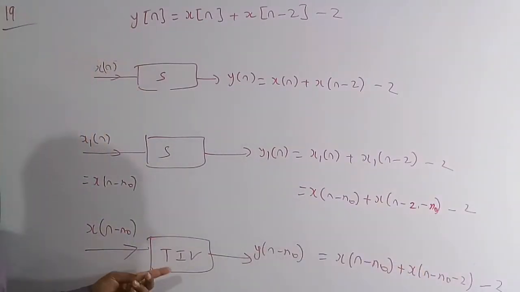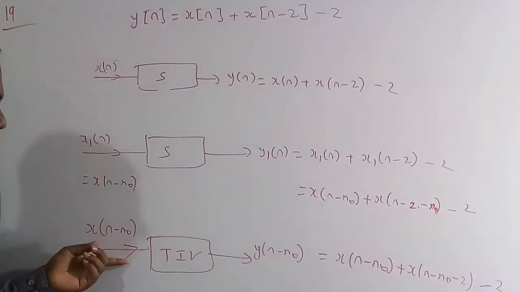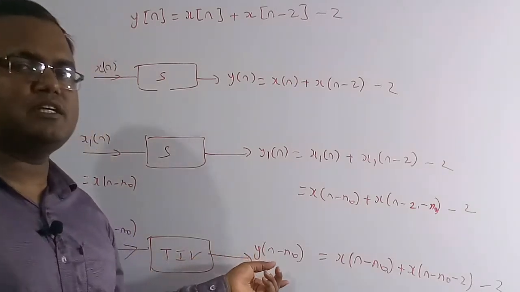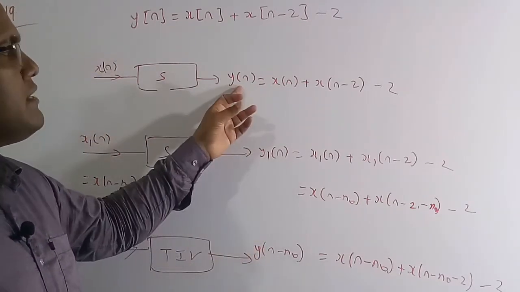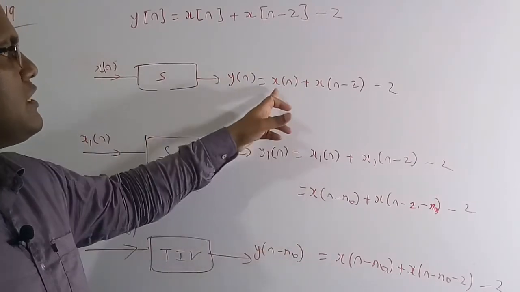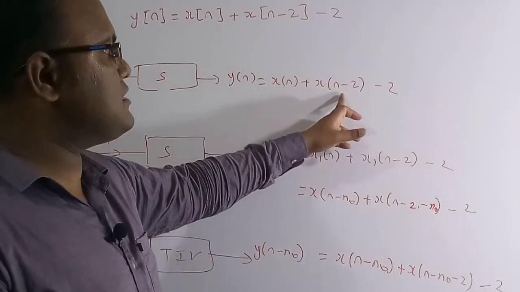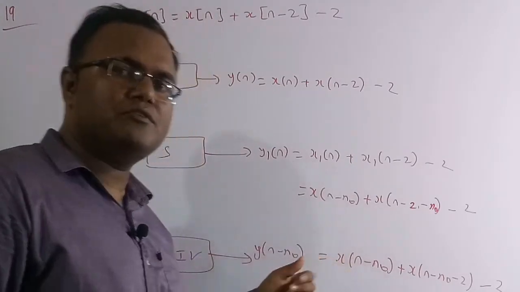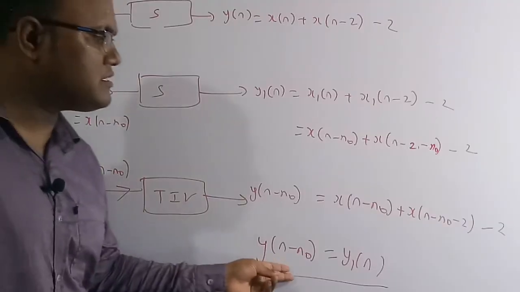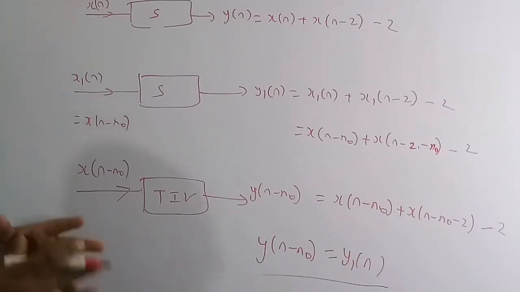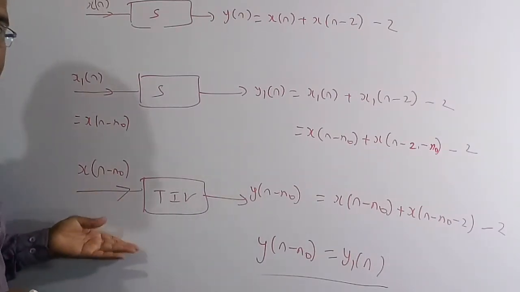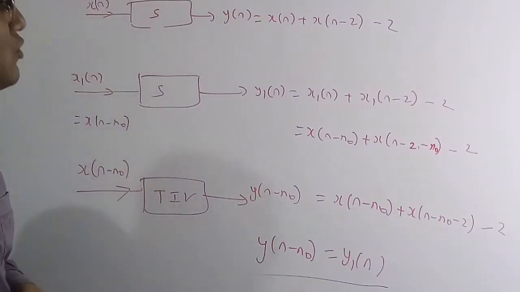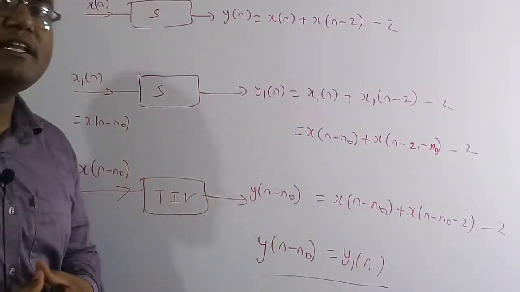For a time invariant system, whenever there is a small delay in the input, the same amount of delay has to be present in the output also. So wherever n is there, substitute n minus n naught. Therefore x of n minus n naught plus x of n minus n naught minus 2 minus 2. If you see clearly, both are the same. So we can conclude that y of n minus n naught is equal to y1 of n. Whenever there is a small delay in the input, the same amount of delay is also present in the output. So the system is a time invariant system.